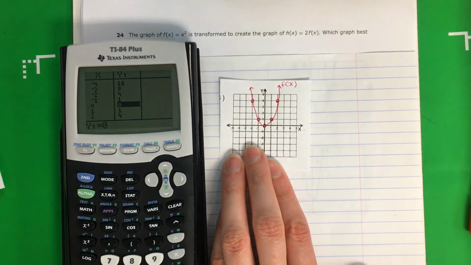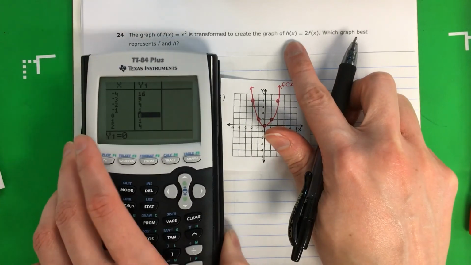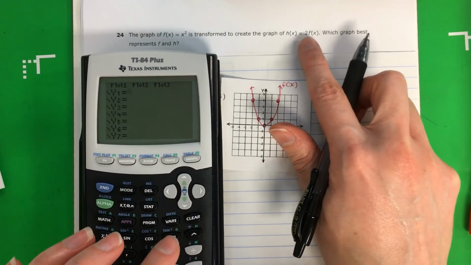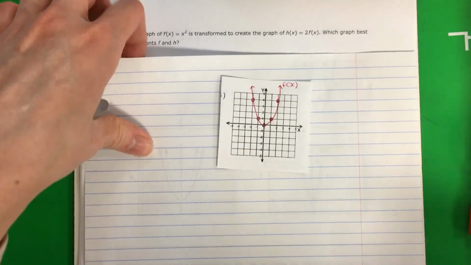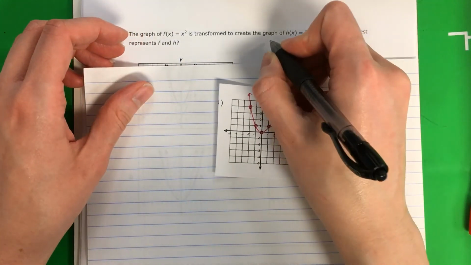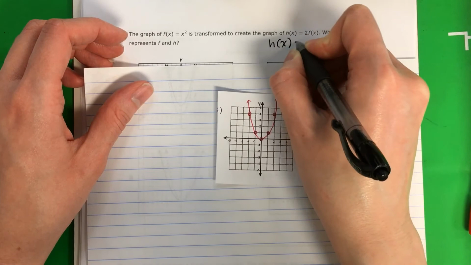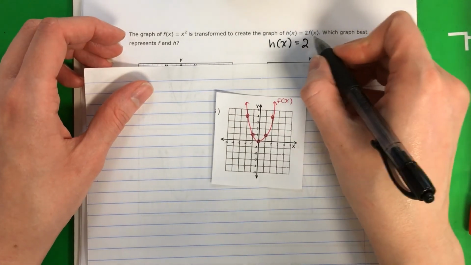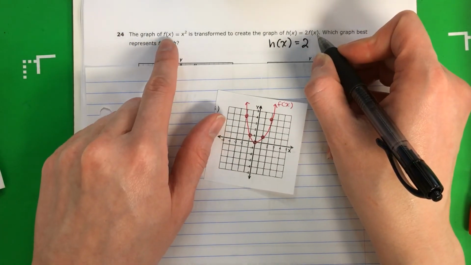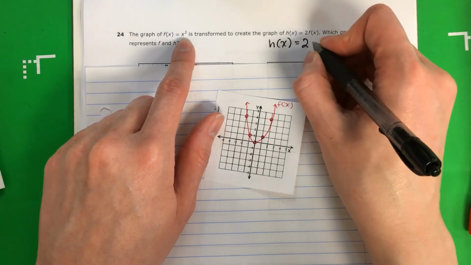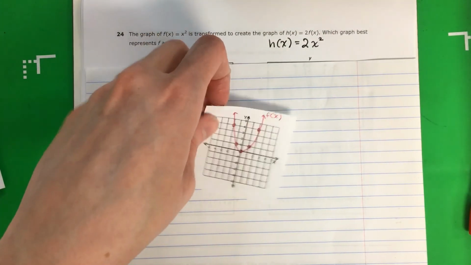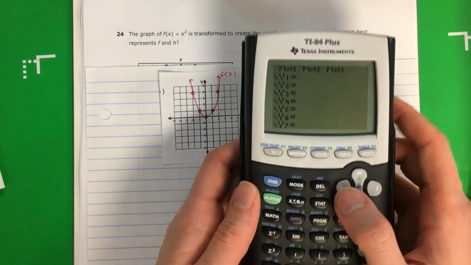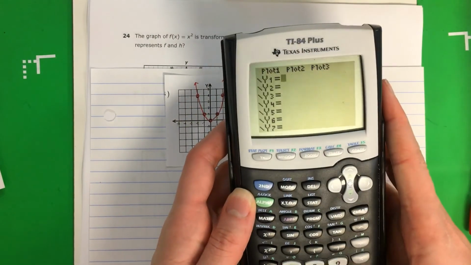Okay, now I need the h of x. So push y equals clear, we're going to put 2f of x. Now, how do you put that in the calculator? Well, if you have h of x equals 2, they said f of x. Well, look over here. What is f of x? It's x squared. So that means it's 2x squared.